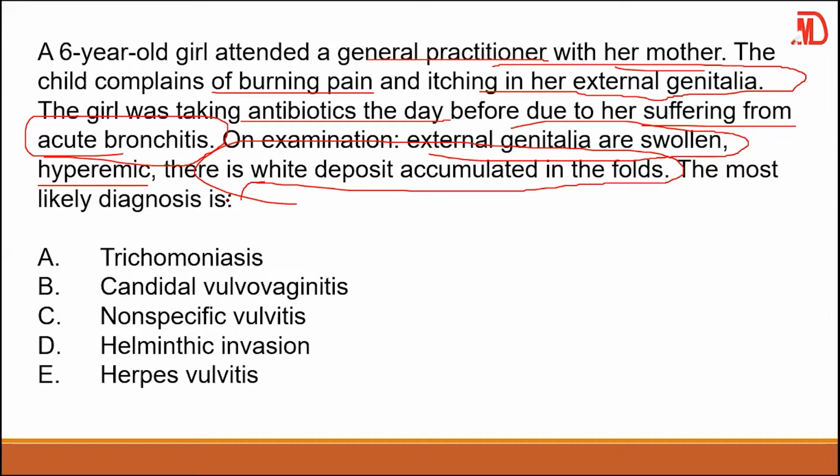So, basically, this is what it is. And of course, our right answer here is what? Is candidal vulvovaginitis. Why? I've already explained. So the answer is B.